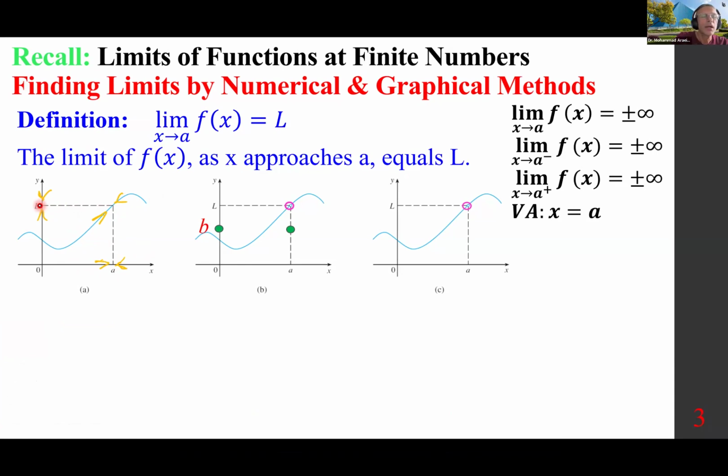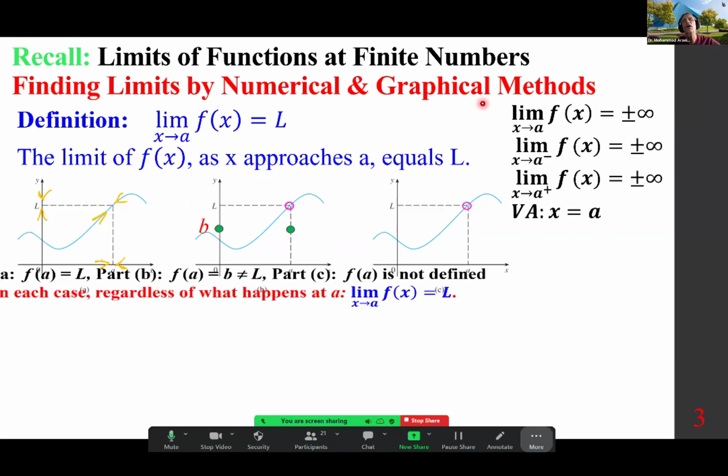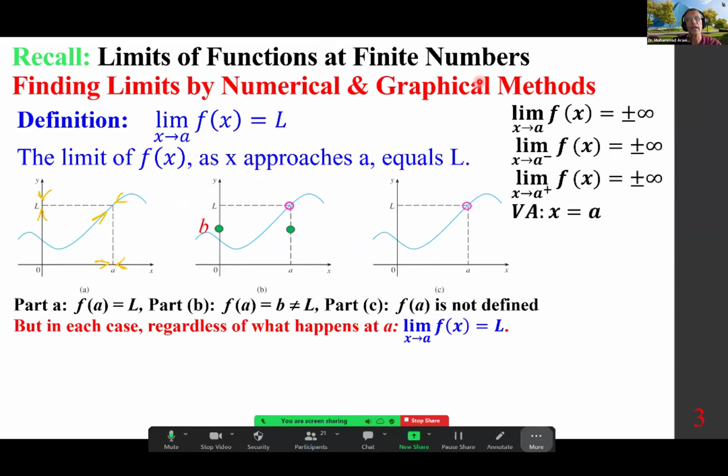However, in this case also f of a equals L, there is no hole. In this case, there's a hole here. F of a is whatever the solid point tells you, which is b. And in this case, there is no solid point, f of a is undefined.